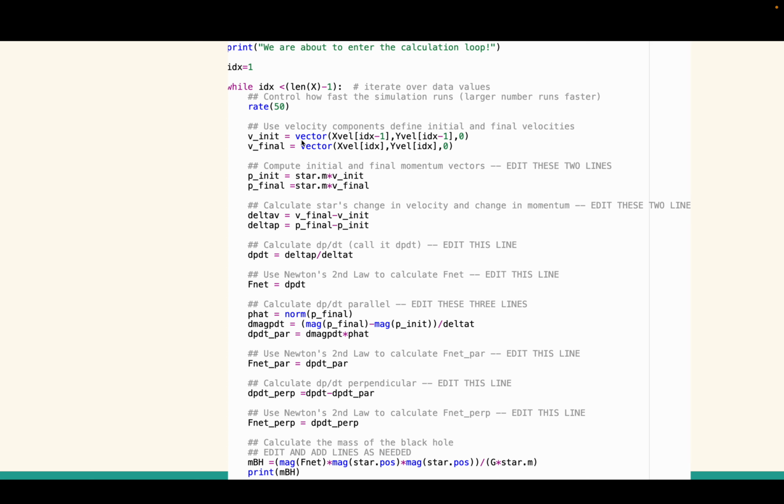Here we calculated the velocity components, initial and final velocities, computed initial and final momentum vectors, and calculated the star's change of velocity and change in momentum, which is delta V, delta P. And then we did delta P over delta T. And then down here, we used Newton's second law to calculate the net force. And then down here, we calculated delta P over delta T parallel. And then down here, we used Newton's second law to calculate the net force parallel. We calculated delta P over delta T perpendicular, using Newton's second law to calculate F net, or net force perpendicular. And down here, we just found the mass of the black hole.